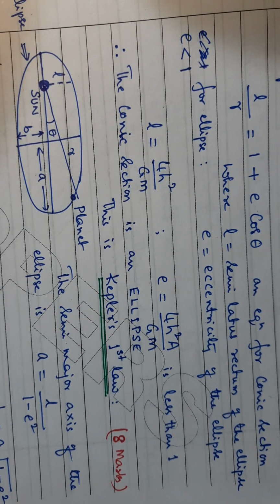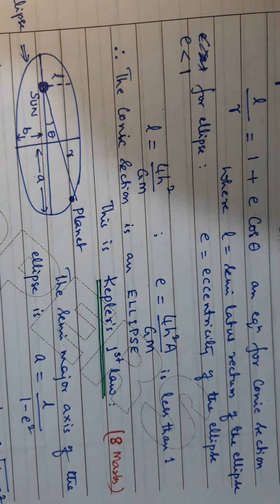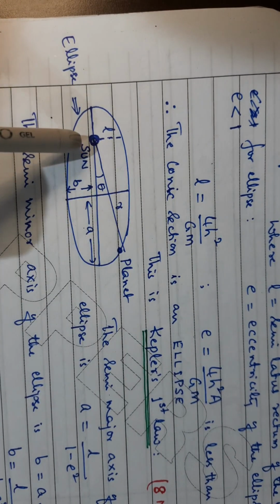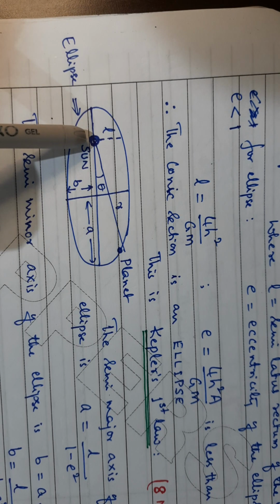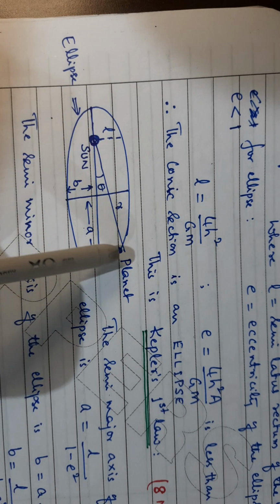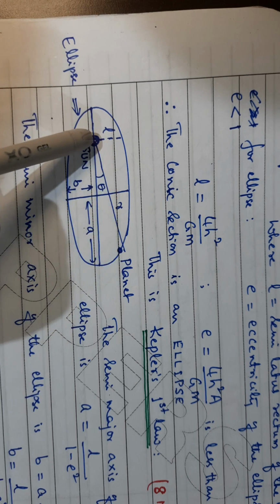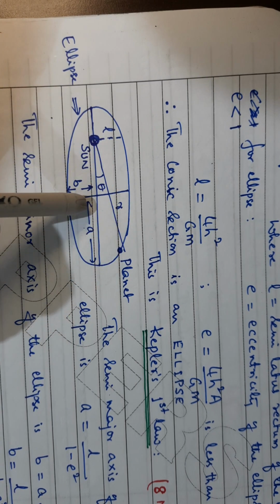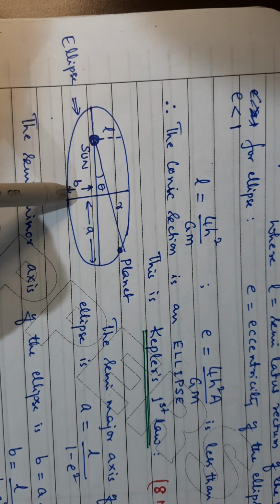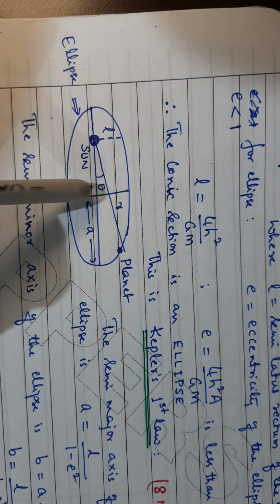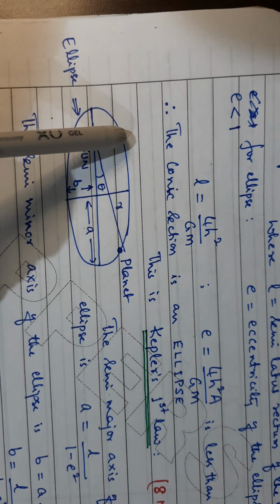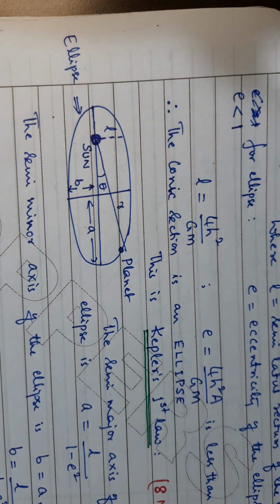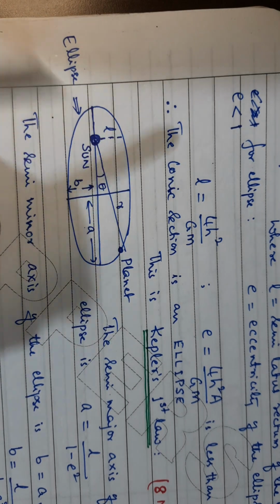Now, Kepler's third law. T square is directly proportional to a cube. So, what is that concept? We know that this is the focus of the ellipse. This is the planet, including the Earth, that may be present. This is the position vector. This is the length of the semi-major axis, the length of the semi-minor axis. This is the semi-latus rectum. This is an ellipse. L is the semi-latus rectum.